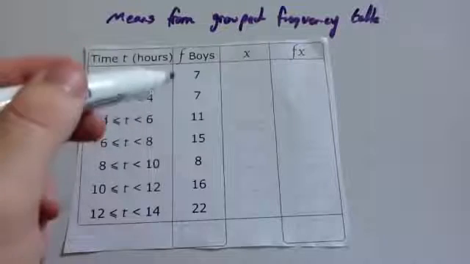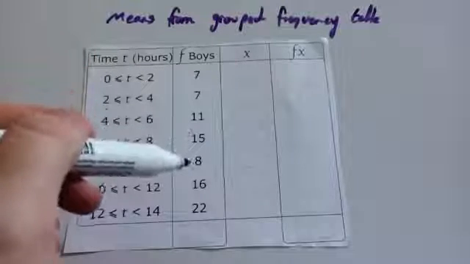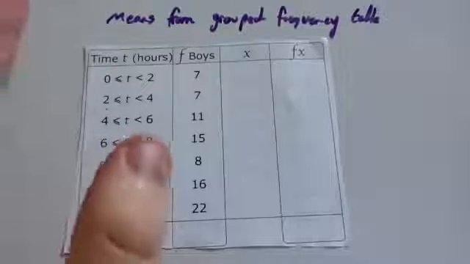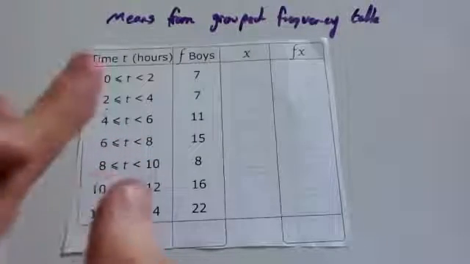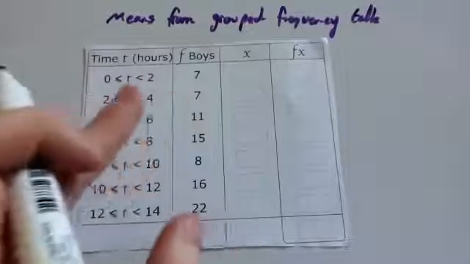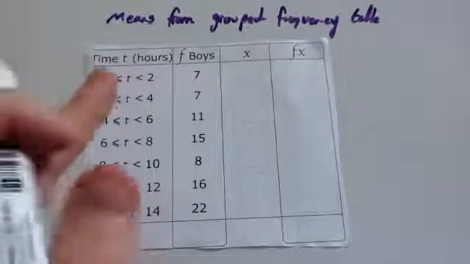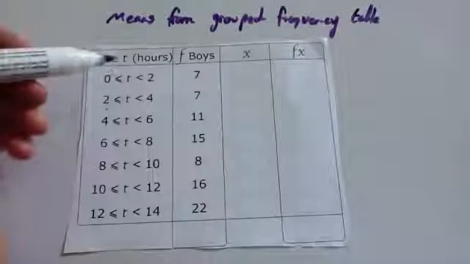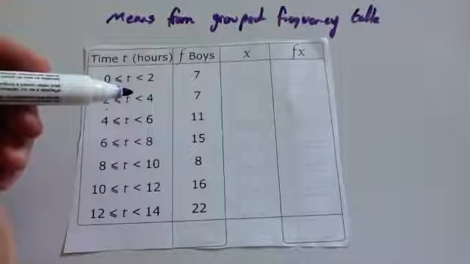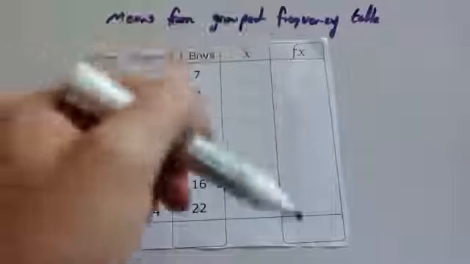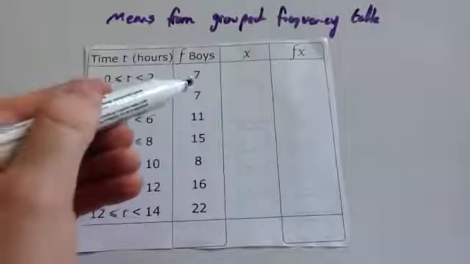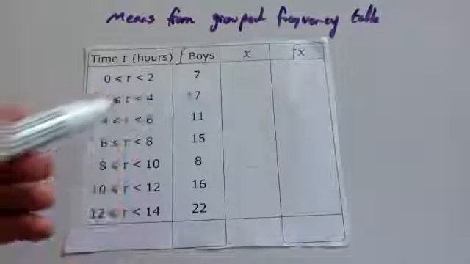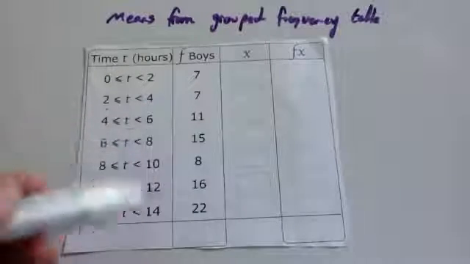We've got the number of boys, 7, 7, 11, 15, 8, 16 and 22, and we're going to work out the mean for this. I would recommend watching means from frequency tables to begin with. So if you haven't seen it, watch the means from frequency tables. In the means from frequency tables, what you did was get the fx column by multiplying each of the frequencies by the values. So you've done 7 times something, 11 times something, 15 times something, and so on.